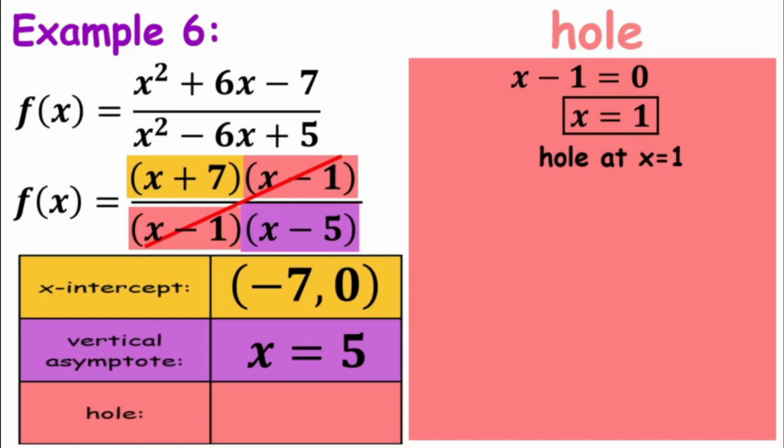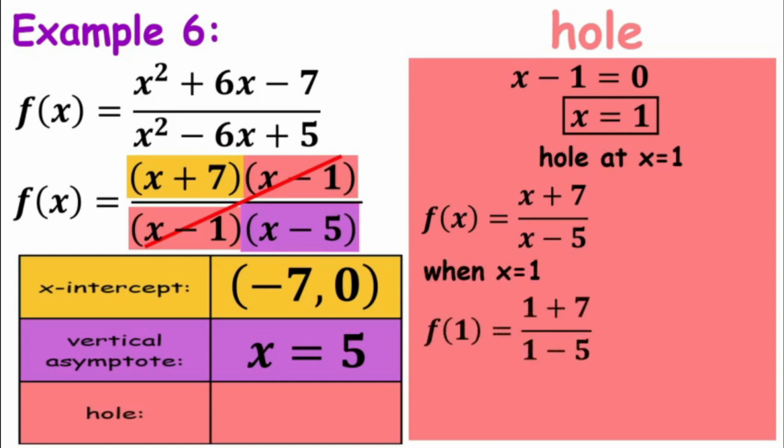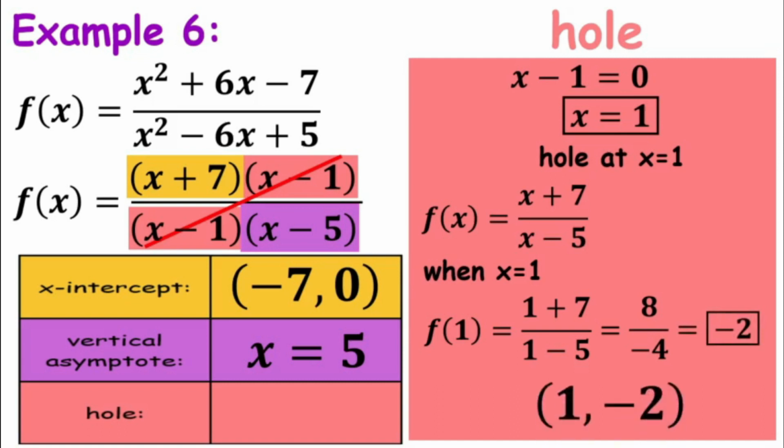In this example, the simplified form of the function is f of x is equal to x plus 7 all over x minus 5. When x is equal to 1, we have f of 1 is equal to 1 plus 7 all over 1 minus 5, which gives 8 over negative 4, which can be simplified to negative 2. So the coordinate of the whole is 1, negative 2.